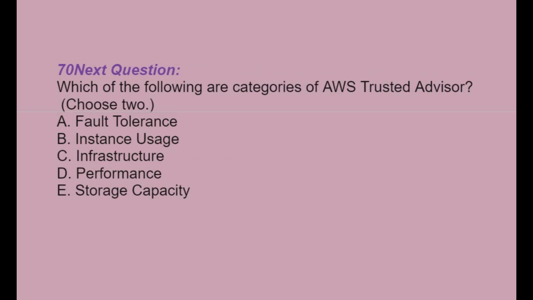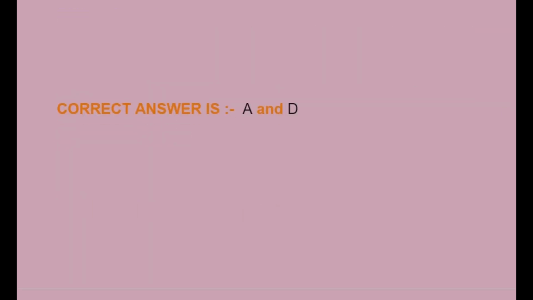Question is, which of the following are categories of AWS Trusted Advisor? Choose two options. Option A, fault tolerance. Option B, instance uses. Option C, infrastructure. Option D, performance. Option E, storage capacity. Correct answer is option A and option D.